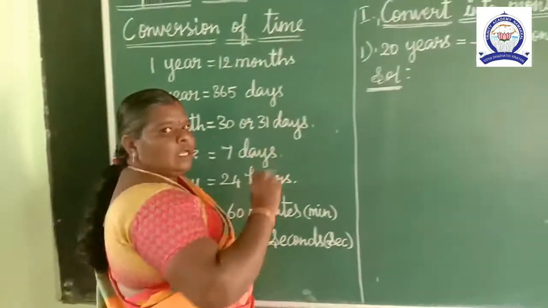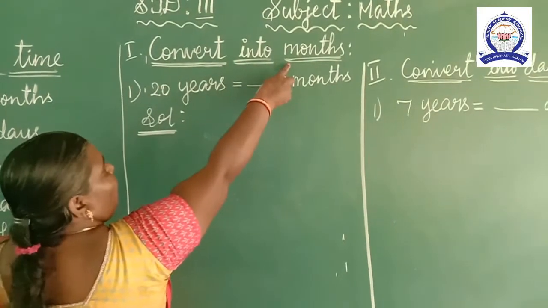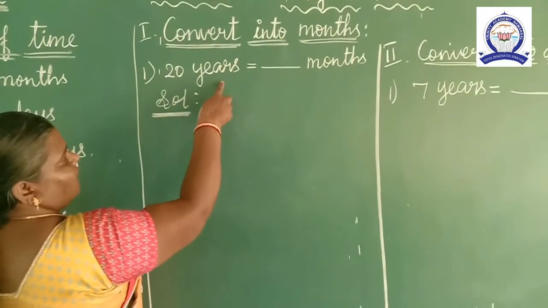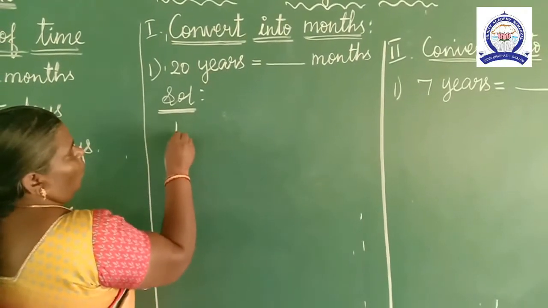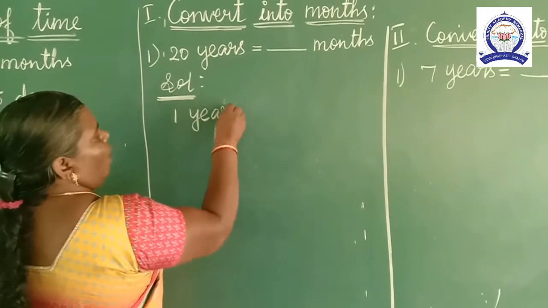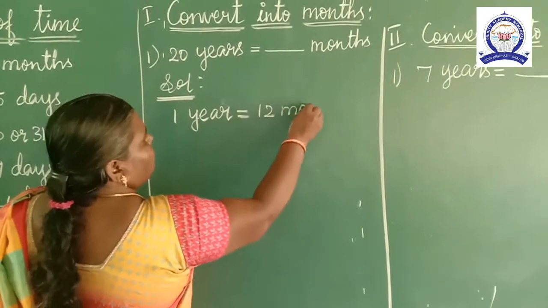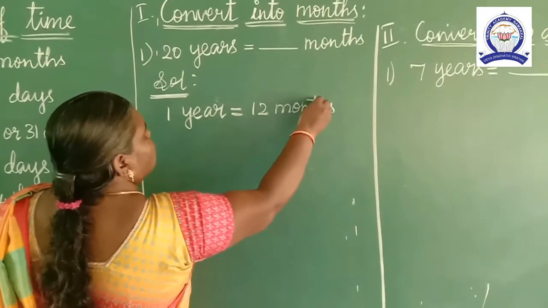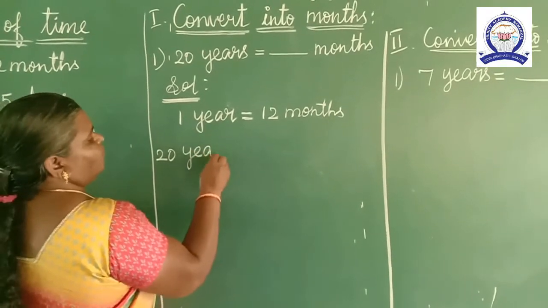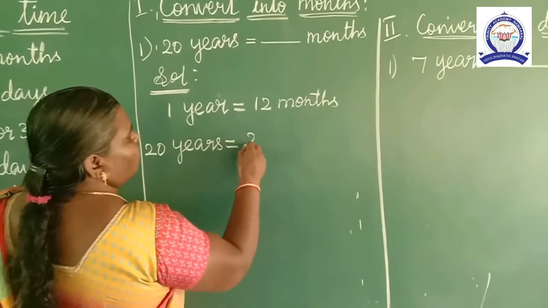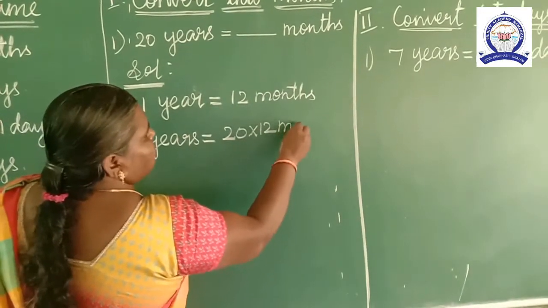Next we do the sums. First sum, convert into months. 20 years equal to dash months. 1 year equal to how many months? Yes, 12 months. 20 years equal to 20 into 12 months.